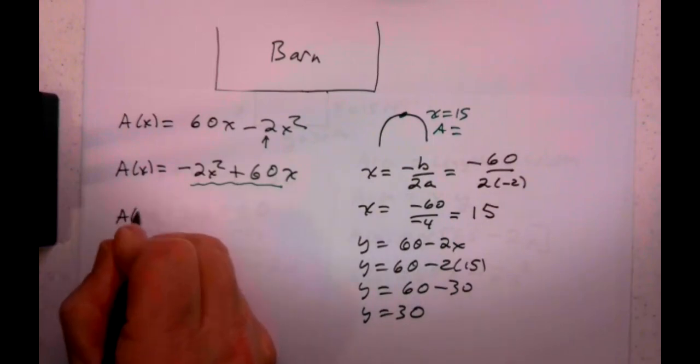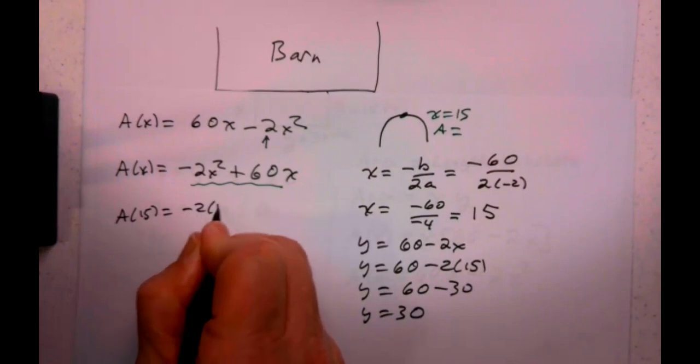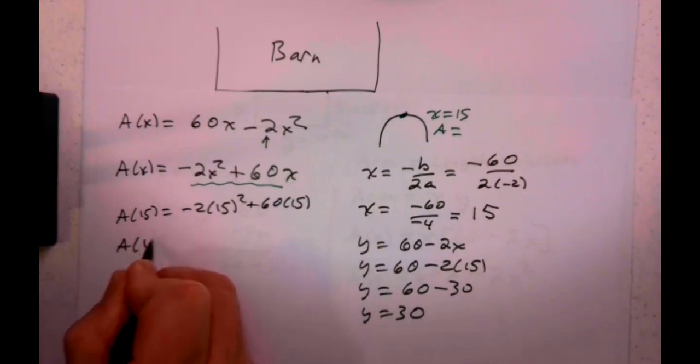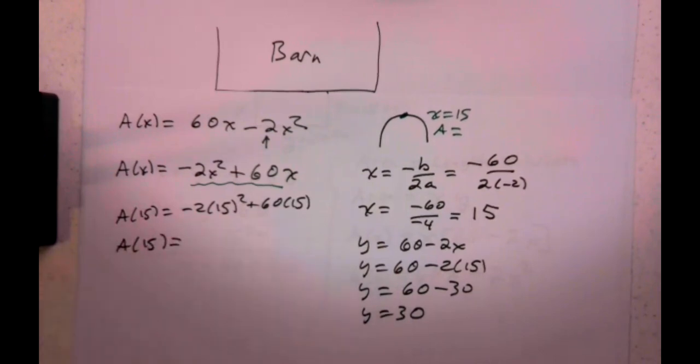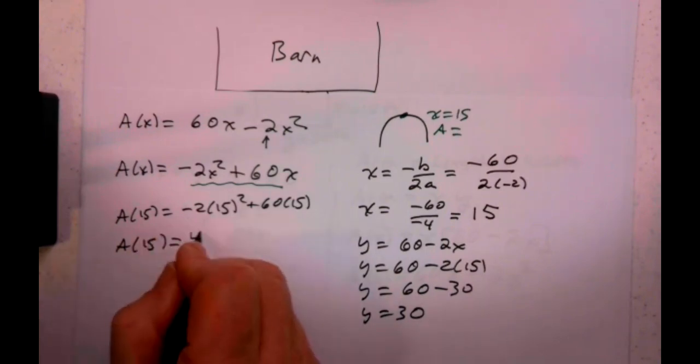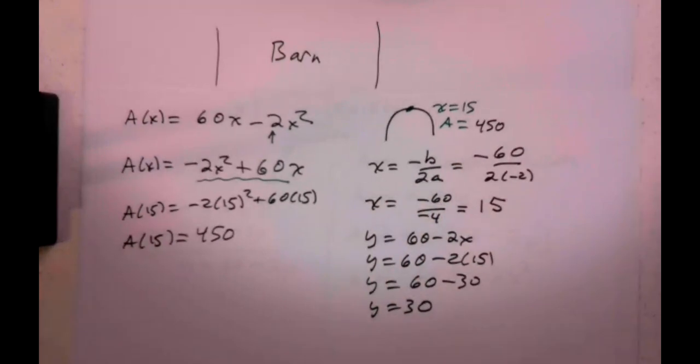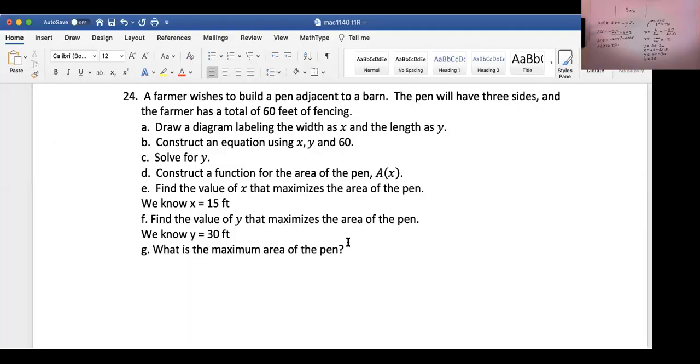I could plug that 15 in and see what we get. What is A of 15? Negative 2 times 15 squared plus 60 times 15. So area of 15 is going to be that, negative 2 times 15 squared plus 60 times 15. And I get 450. So in terms of our question before, what is the maximum area of the pen? Well, at that vertex, X was 15 and the maximum area was 450 square feet.